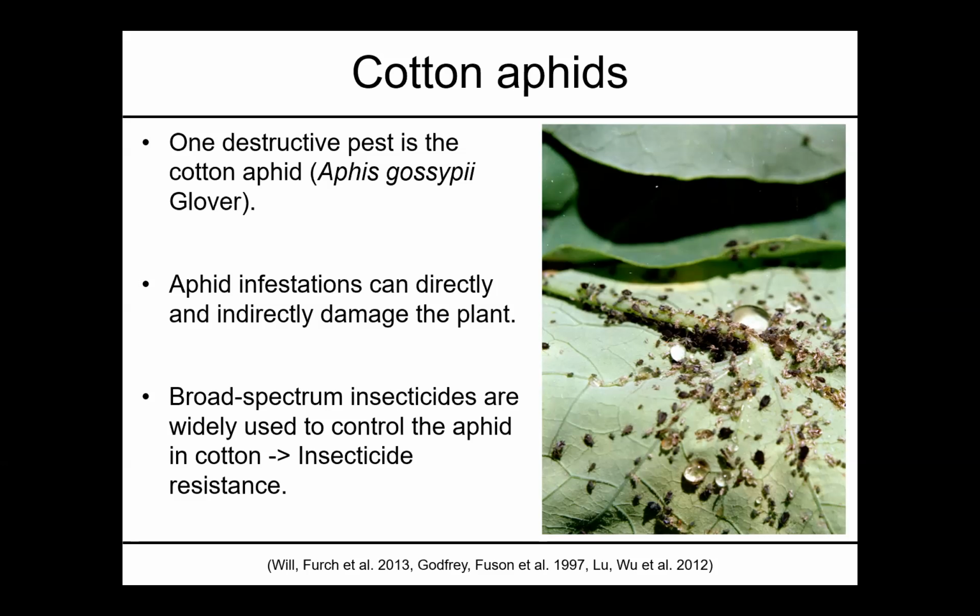The broad spectrum insecticides are widely used to control aphids in cotton, but we can see that the insecticide resistance is increasing, and the impact of these aphids on the crops highlights the importance of studying the natural enemies that can be used to control this pest, as we saw in Chris' talk before mine.